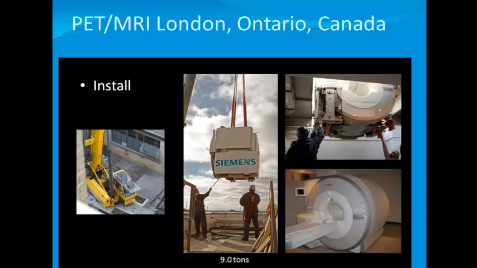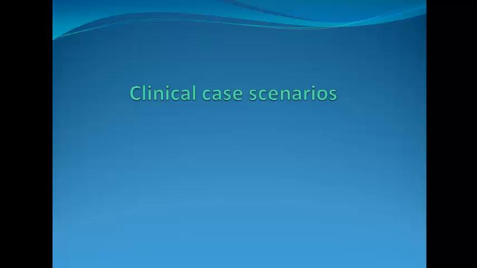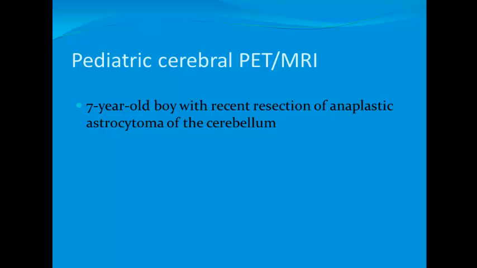Now, we do have a PET-MRI in London, Ontario that was installed in 2012, and we see the installation here. It was put in by crane, as is usually the case, and it's 9 tons. It's located in one of our hospitals, St. Joseph's Hospital in London, Ontario. It's currently used mostly in research protocols at this point in time. We have not been using it in pediatrics, though. So instead of showing actual current PET-MRI cases, I'll be showing fusion cases and discussing the applicability toward pediatrics of PET-MR.